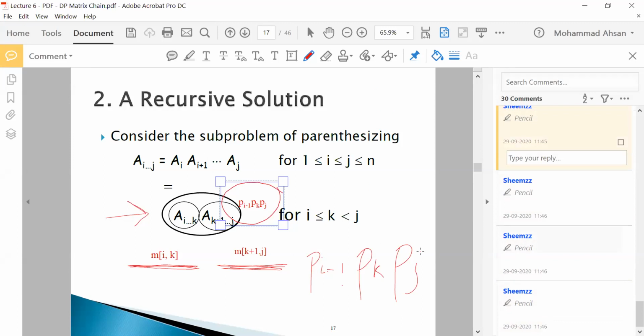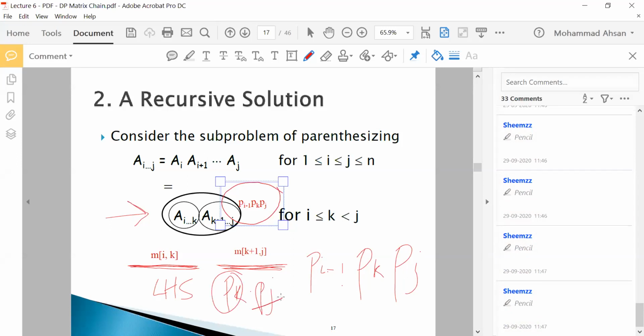You have to take the order of the left hand side, this one. Its order will be stored in I minus 1 and PK, and it is actually stored in PK and PJ. So PK is common. You just have PJ here. Okay.